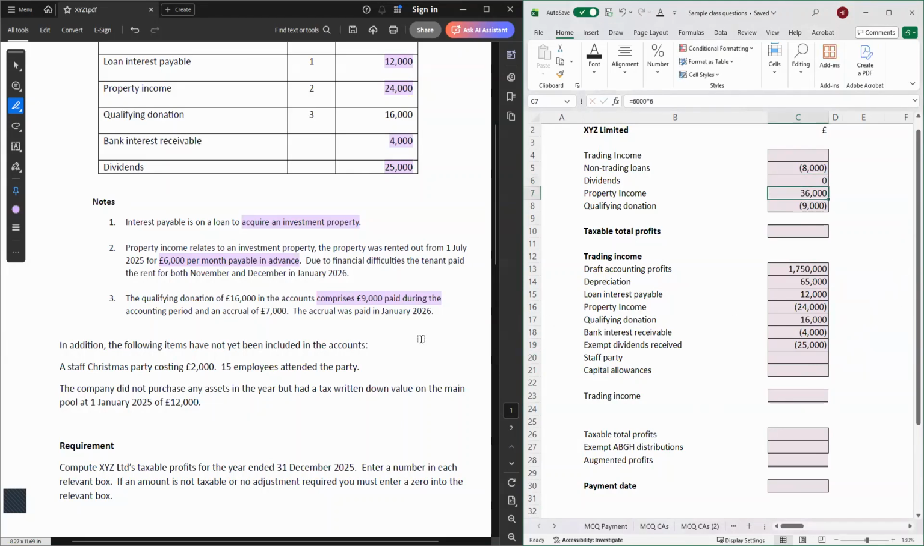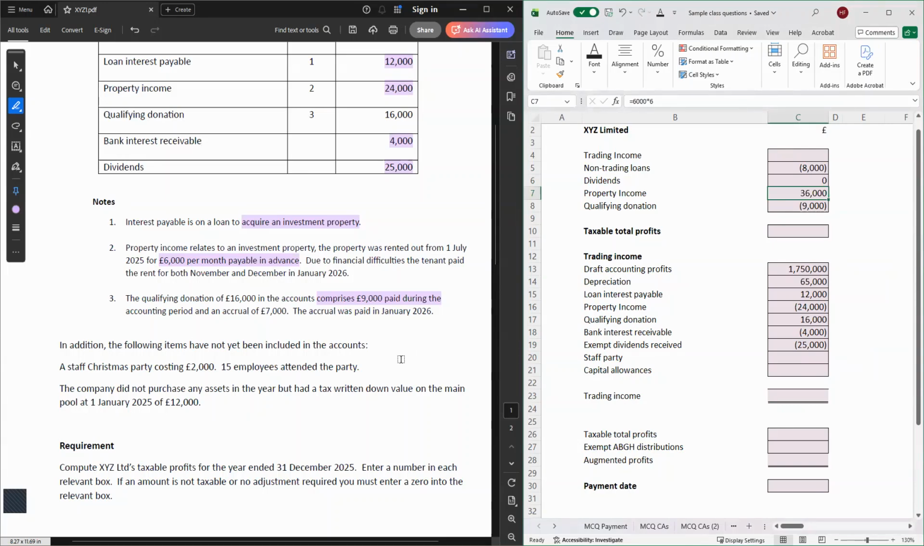And then we have, in addition, the following items have not yet been included in the accounts. So here, if we think these are deductible items, we will need to make an adjustment. And if we think they are not tax deductible, then we won't need to do anything as they haven't been included. A staff Christmas party costing £2,000.